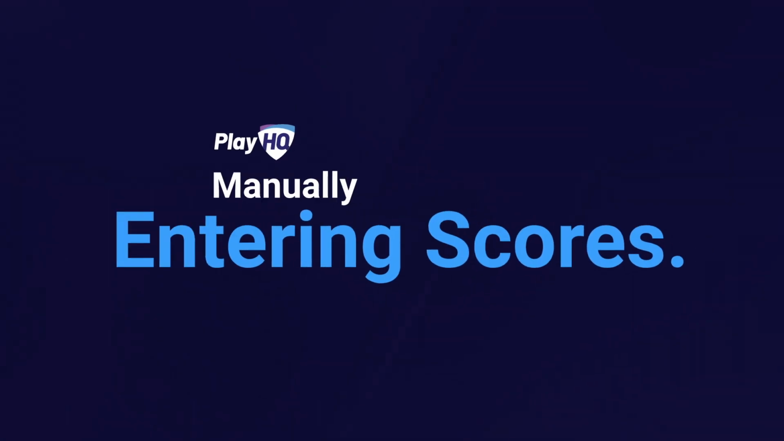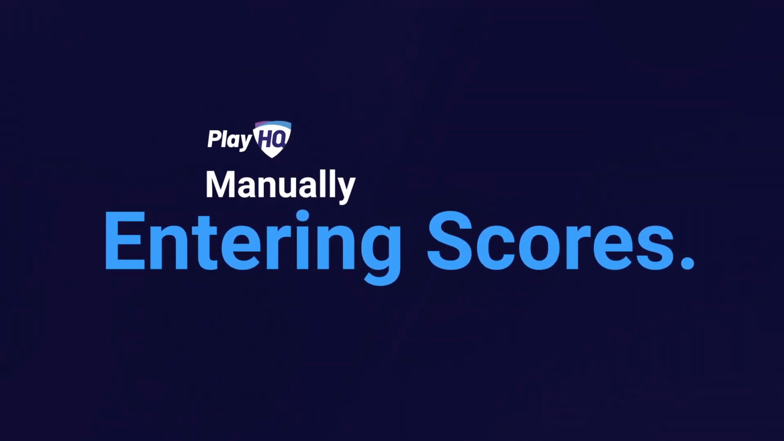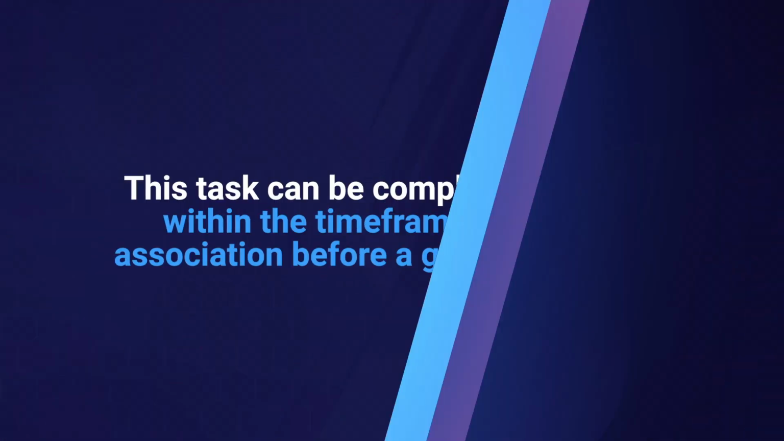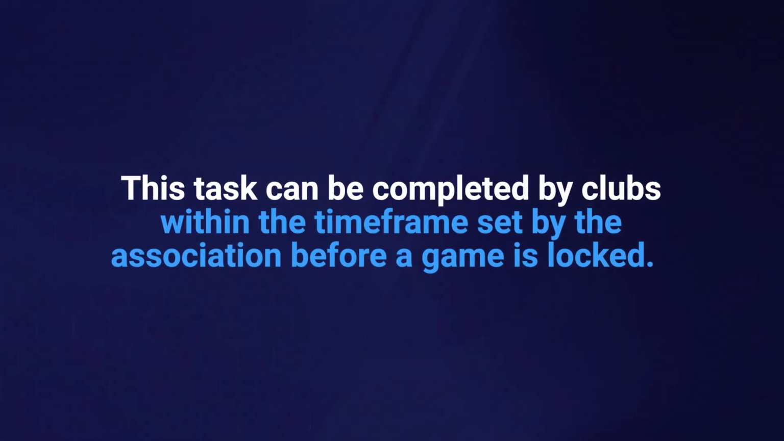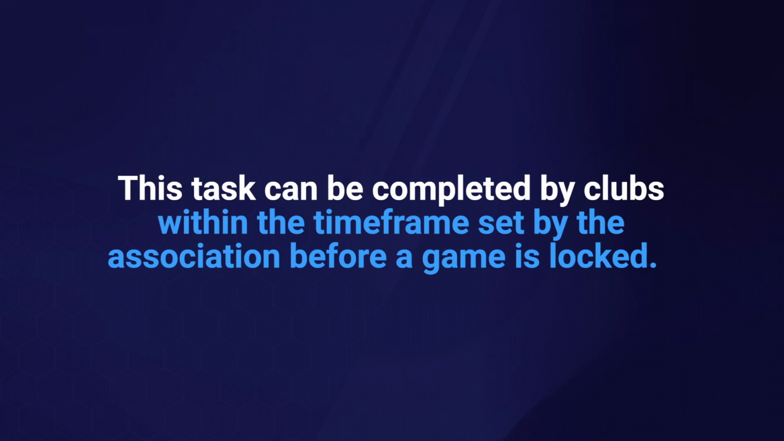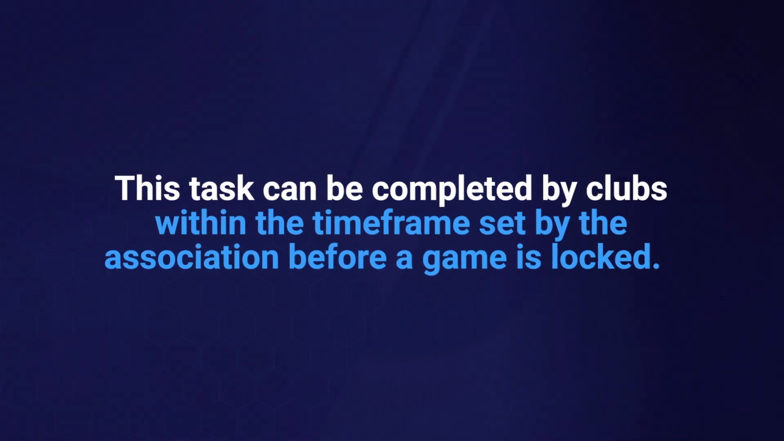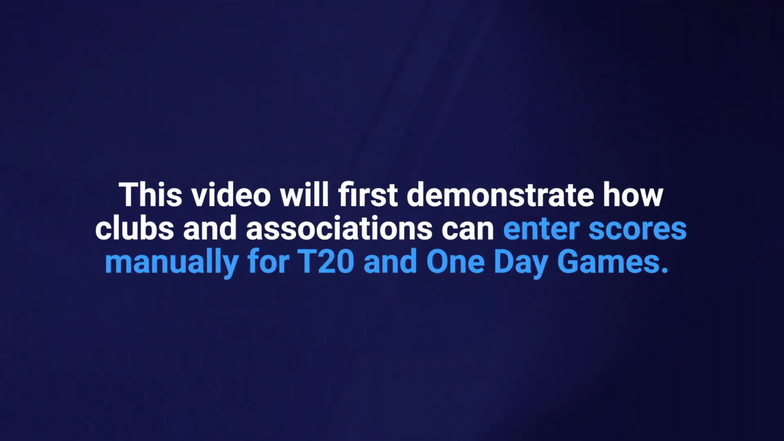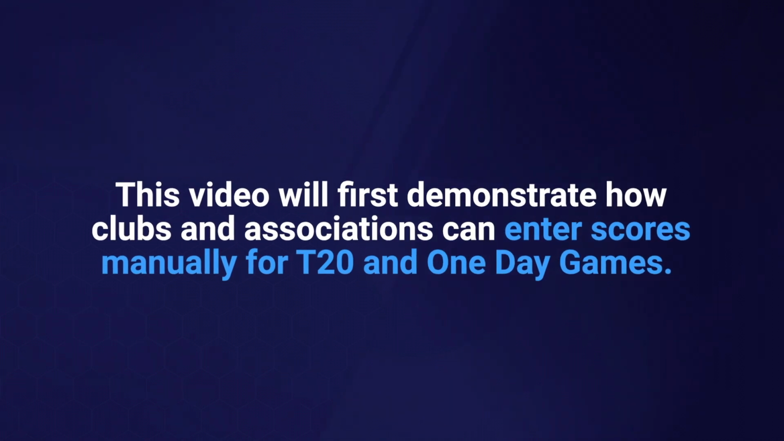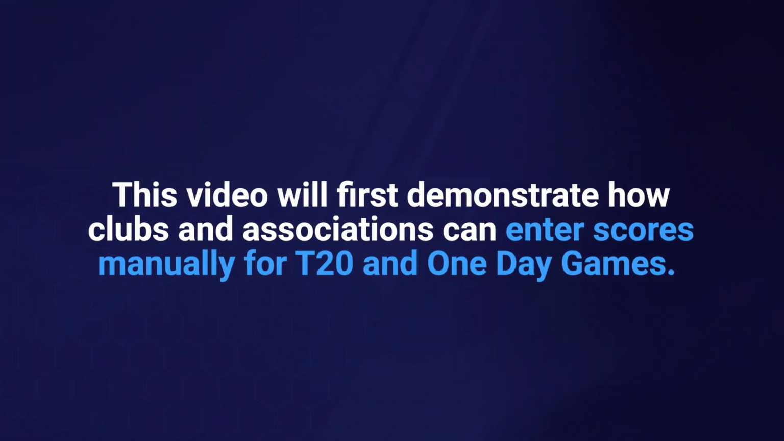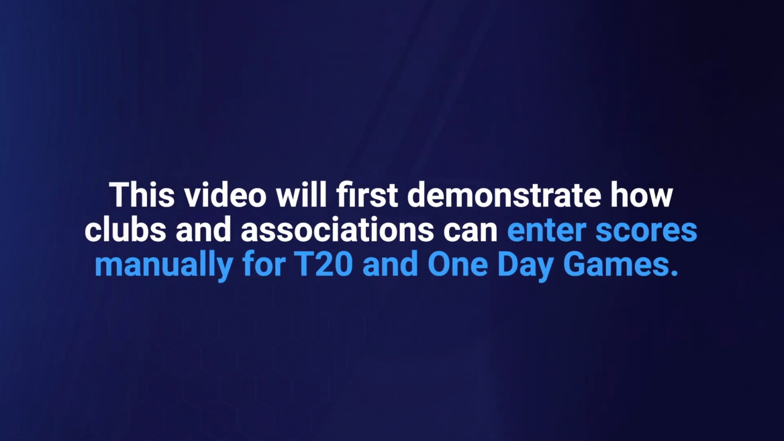If a game has not been electronically scored, scores can be manually entered into the admin portal. This task can be completed by the clubs within the time frame set by the association before a game is locked. This video will first demonstrate how clubs and associations can enter scores manually for 2020 and one-day games.